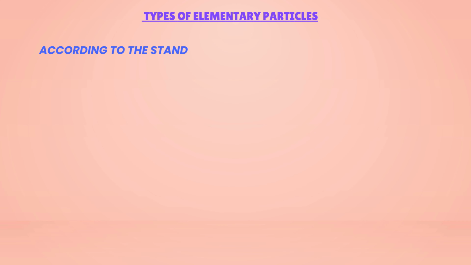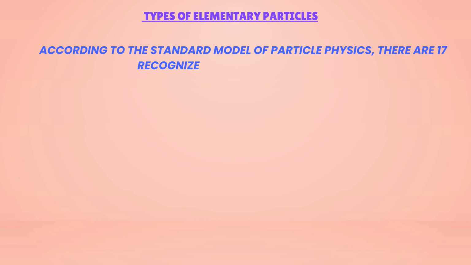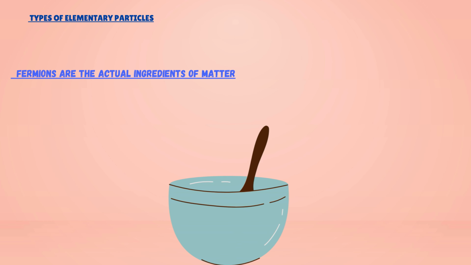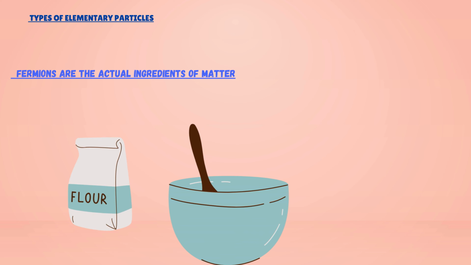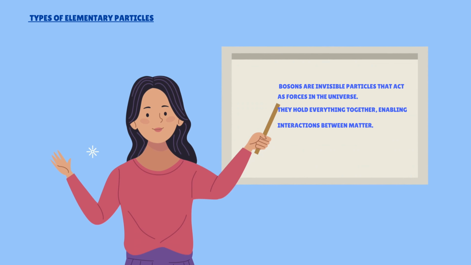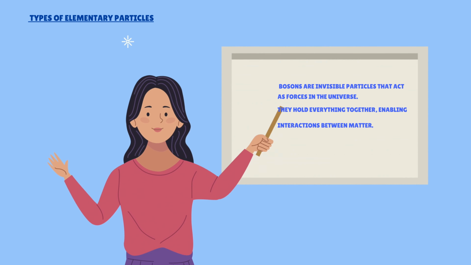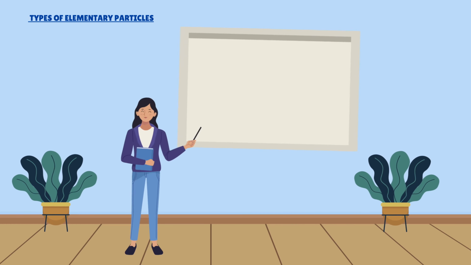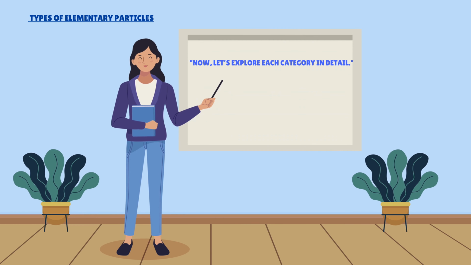According to the Standard Model of Particle Physics, there are 17 recognized elementary particles. Elementary particles are divided into two main groups: fermions, which are the matter particles, and bosons, which are the force carriers. Think of fermions as the actual ingredients of matter, like flour, sugar, and eggs in a cake. Bosons, on the other hand, are like the invisible forces that hold everything together, like the heat in the oven that bakes the cake. Now, let's explore each category in detail.